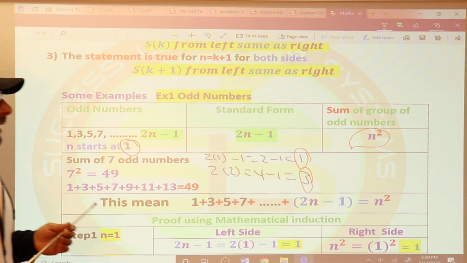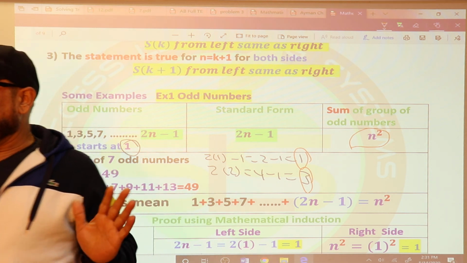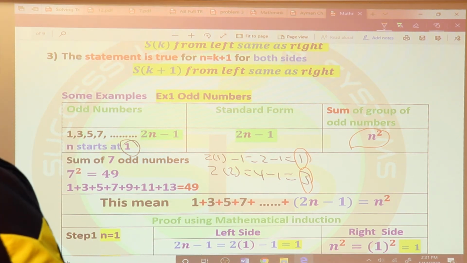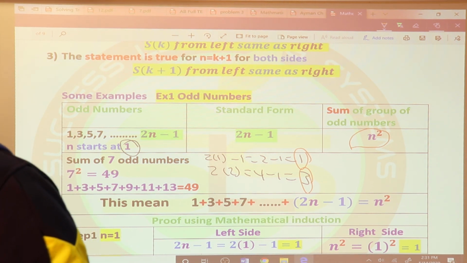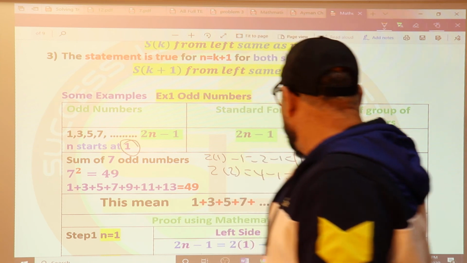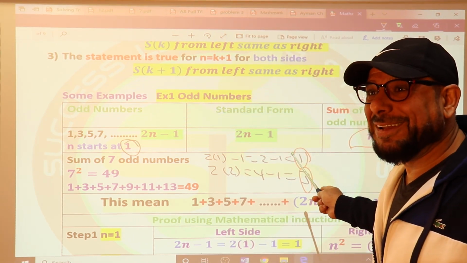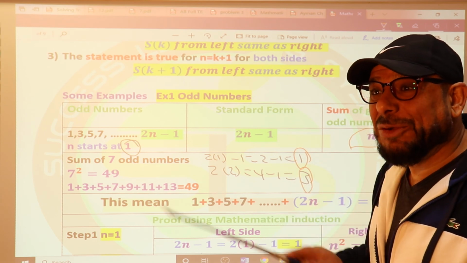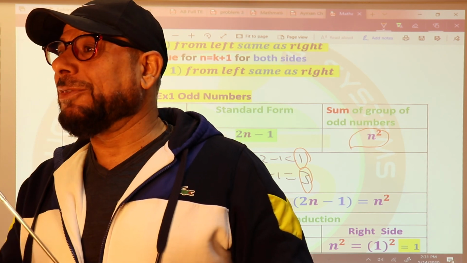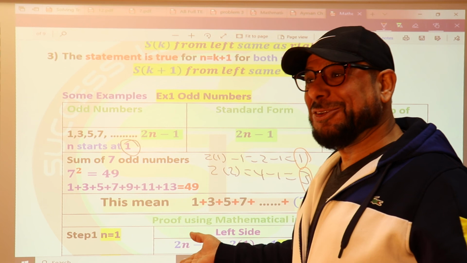Now, the trick I give to you, if you're watching me for the first time, this is the trick. In 1 second, what's the sum of the first 11 odd numbers? N squared, which is 11 squared, which is 121. Right away, what's the sum of the first 9 odd numbers? 9 squared, which is 81. Try it, you will find it true.